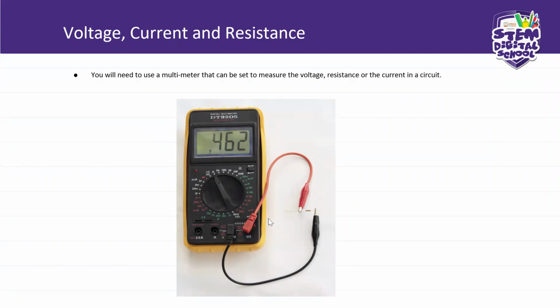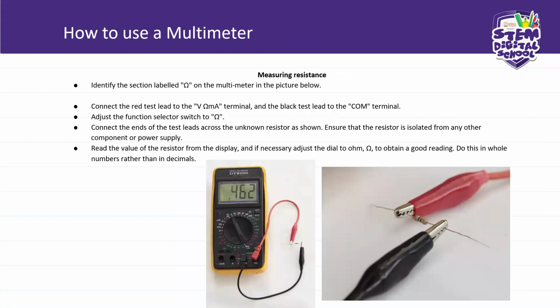So that is what you use to measure voltage, resistance and current in a circuit. Now, how to use a multimeter, I've already explained that to some extent. Identify the section labeled ohm, the one I said has an omega sign, okay? Connect the red test lead on the VMA terminal and the black on the COM terminal. That's how you connect it.